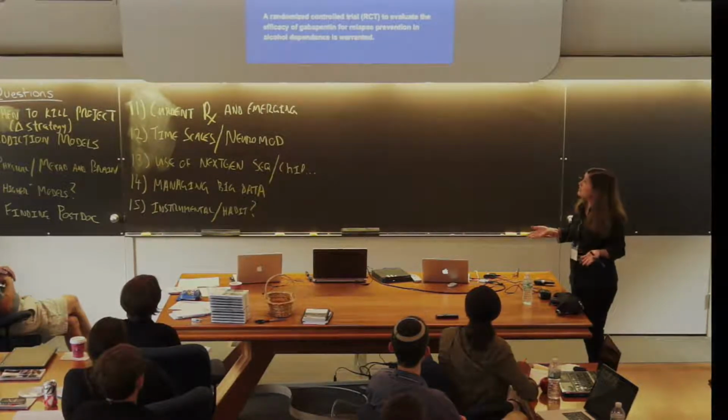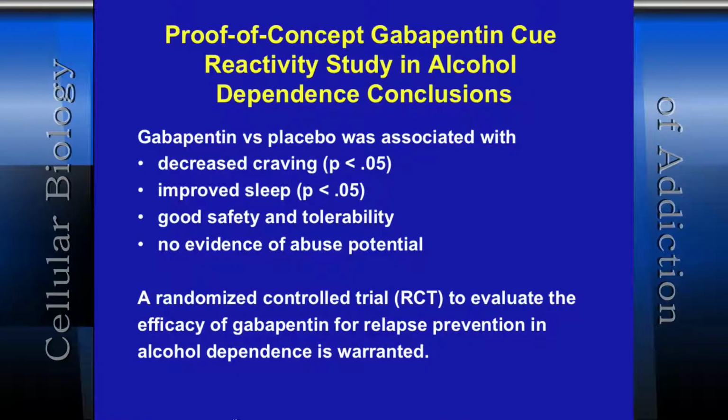So what our study showed was that relative to placebo, with gabapentin, you had significant decreases in craving, improved sleep, good safety and tolerability, no evidence of abuse potential. And we concluded that a randomized controlled trial to evaluate the efficacy of gabapentin for alcohol dependence was warranted. However, this study was done when I was at the University of Miami. I then moved to Scripps in Southern California.